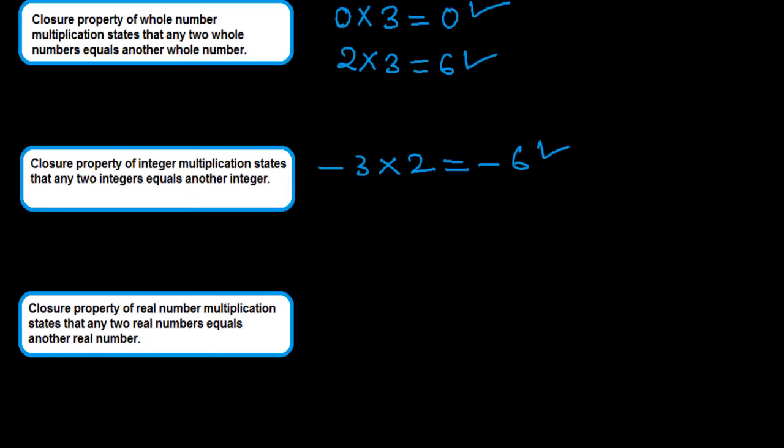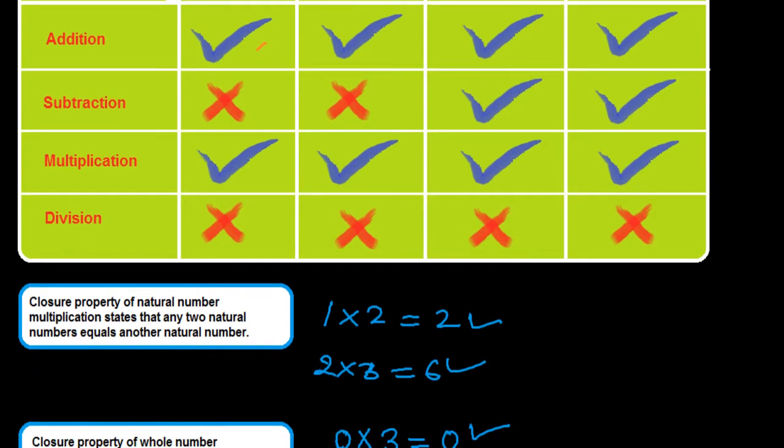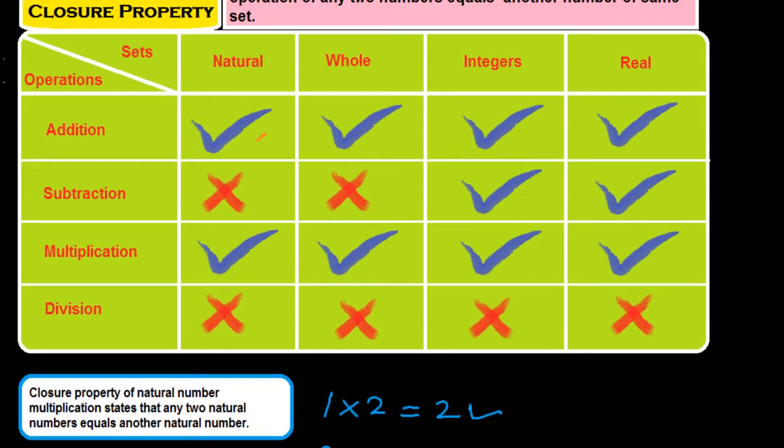Now the last one, we see the closure property of real number multiplication states that any two real numbers give another real number. We have to multiply 2 into root 3. Root 3 is an irrational number and we multiply with 2, so we get here 2 root 3, which is a real number. So in this way we get a real number if we multiply two real numbers. So look at this chart, we see that multiplication is always closed for any sort of numbers, natural, whole, integers and reals.